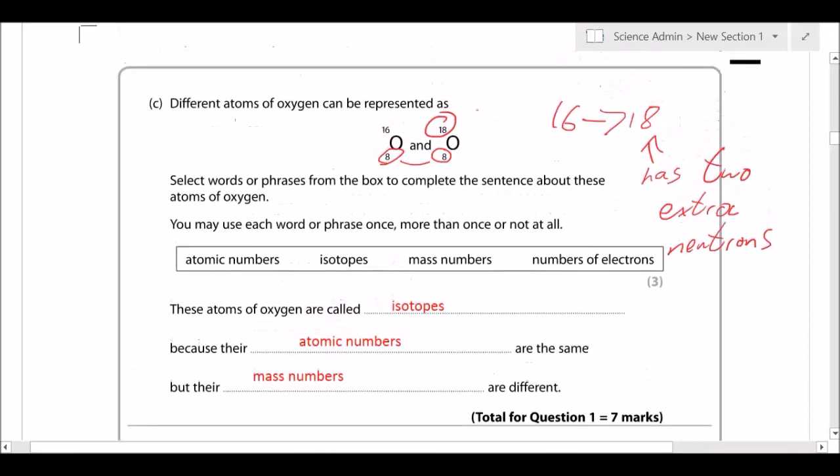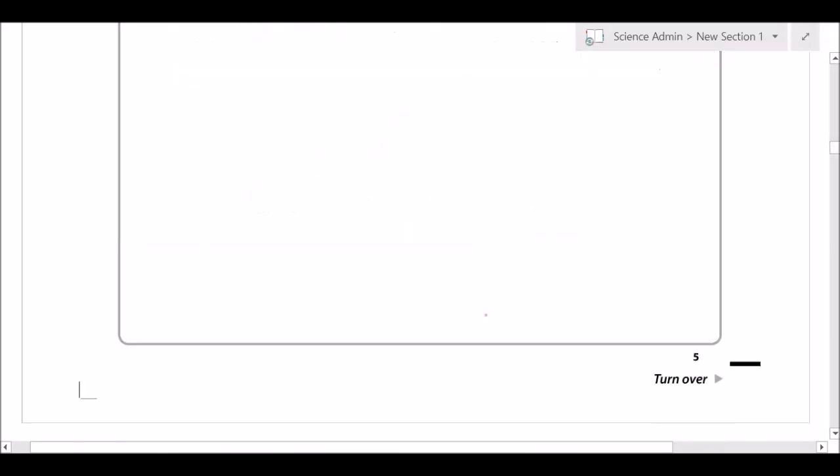Next up, notice the difference here between the 16 and the 18, but the 8 stays the same. So these atoms of oxygen are called isotopes because their atomic numbers are the same, so the 8 is the same, but their mass numbers, so the 16 to the 18, are different. In fact, the oxygen with 18 has 2 extra neutrons for those of you that were interested.